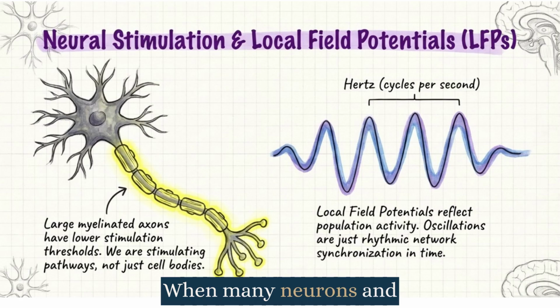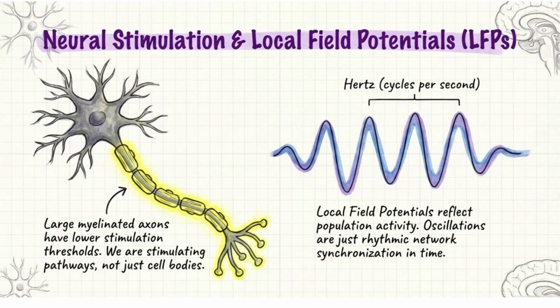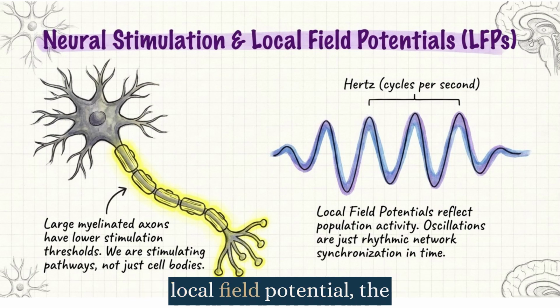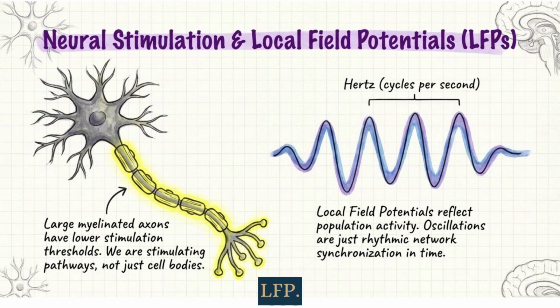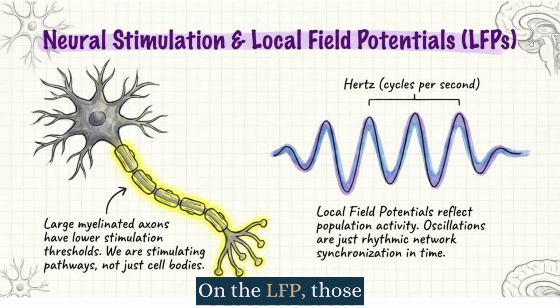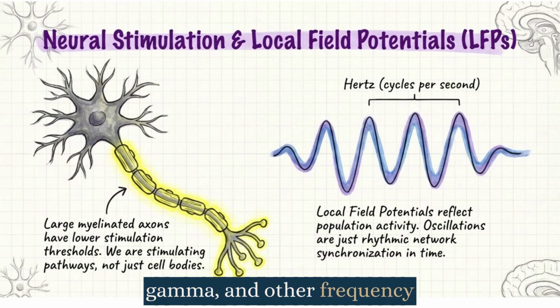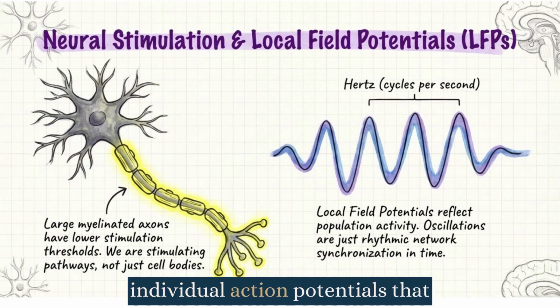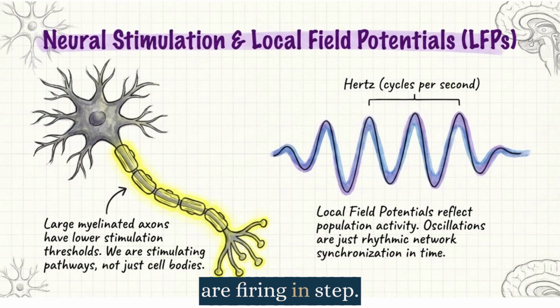When many neurons and axons fire together in a rhythmic way, their summed currents generate the local field potential, the LFP. On the LFP, those rhythms appear as beta, gamma, and other frequency bands. In simple terms, each oscillation is just the large-scale echo of many individual action potentials that are firing in step.